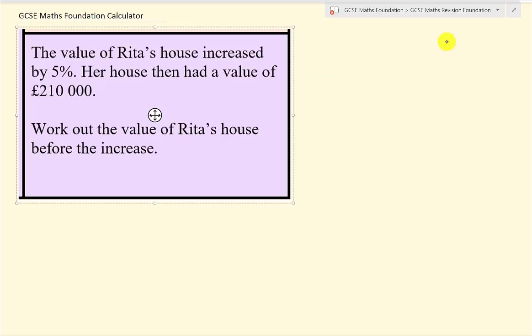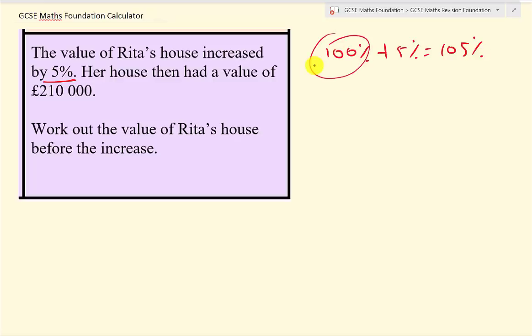Next, the value of Rita's house increased by 5%. Her house then had a value of £210,000. Work out the value of Rita's house before the increase. So we're working out the value before the increase. Now at the moment we know the increase was 5%, and if her house was worth 100% and increased by 5%, at the moment it is worth 105%. But we need to work out what the value was before, which is the 100%.